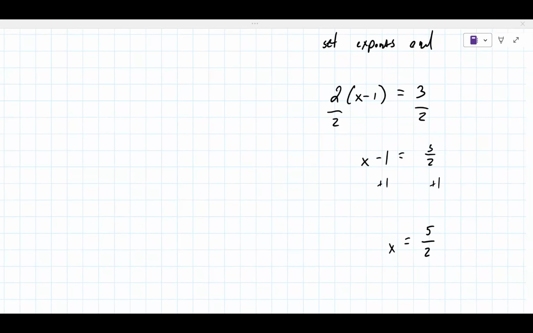I just totally forgot I couldn't plug it in my calculator. Yeah, that makes a lot of sense. All right, so the next one I think is pretty similar.